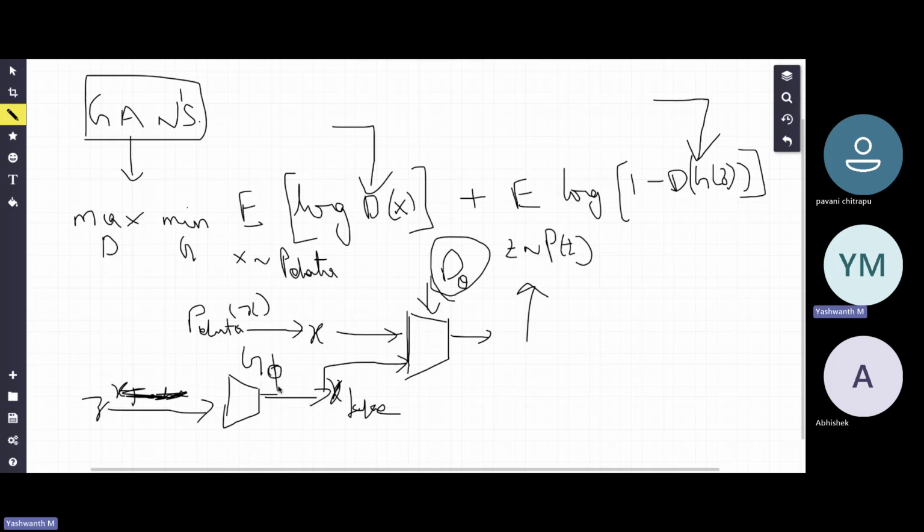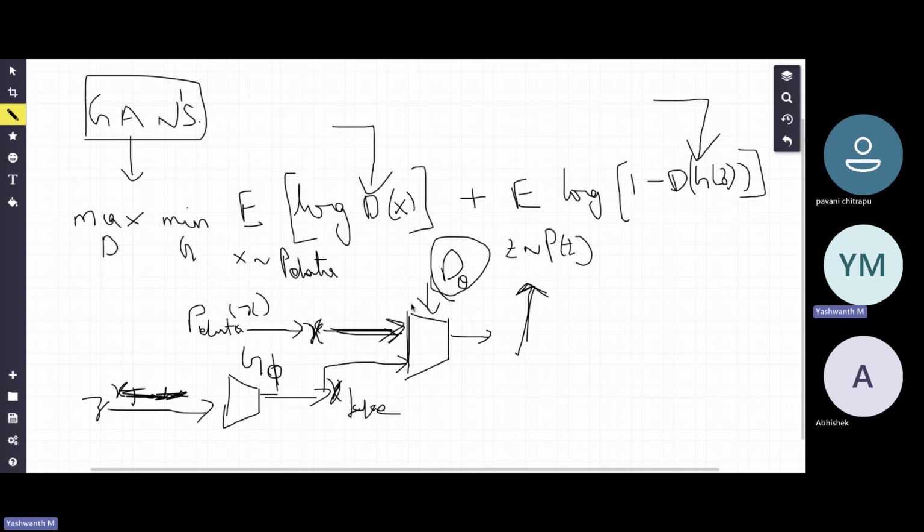When the generator is tuned, it makes the output of the discriminator high. And when the discriminator comes in, it makes the value high when it sees the true image. So these two work adversarially to each other. This is the high level overview of how this works.